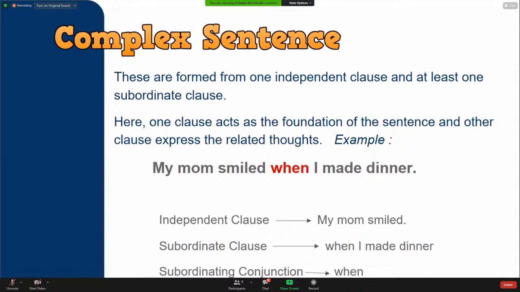Suppose I would say separately, my mom smiled. There is no problem. I made dinner is also no problem. But if you have a particular reason, "when". But suppose, for example, I join these two clauses using "and": my mom smiled and I made dinner. It will be a completely different meaning. That means mom is smiling maybe for some other reason, some other time, and I'm making dinner maybe some other time.